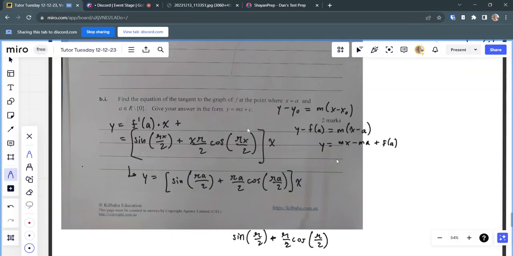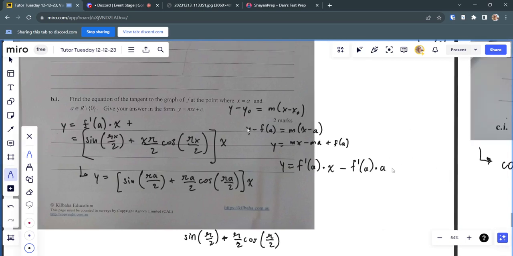So slope is definitely still going to be f prime. f prime at a times x. We're going to subtract off f prime of a times a. And we're going to add the function at a.